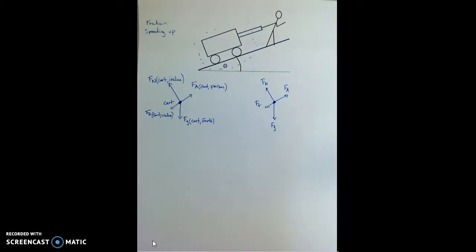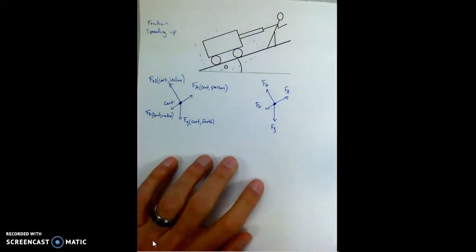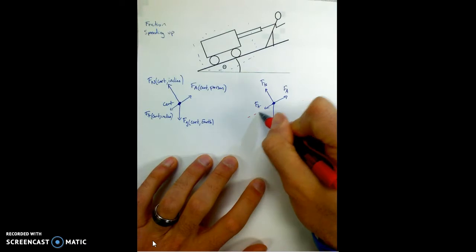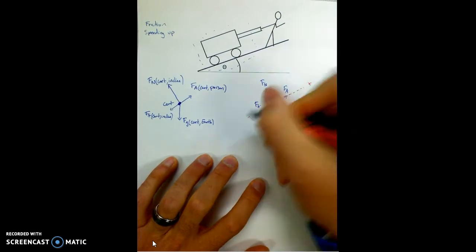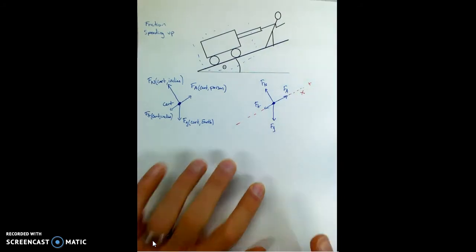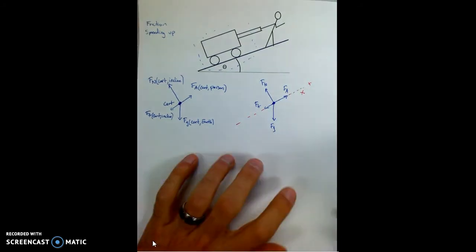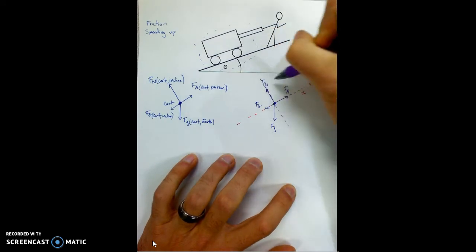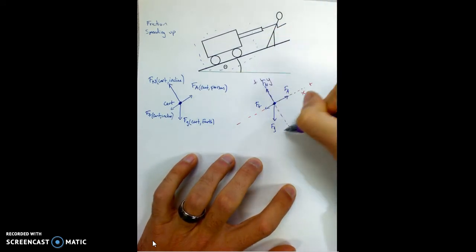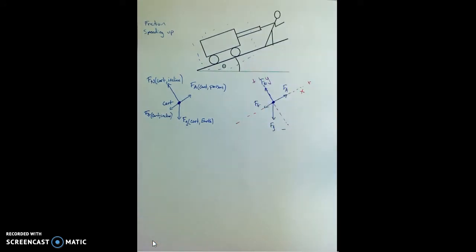Okay. So I'm going to define my coordinate system as this is going to be my horizontal. I'm going to say this is positive and this is negative. It's my x-axis. And I'm going to say that this is my y-axis. So I'm going to say y, and up is positive, down is negative.